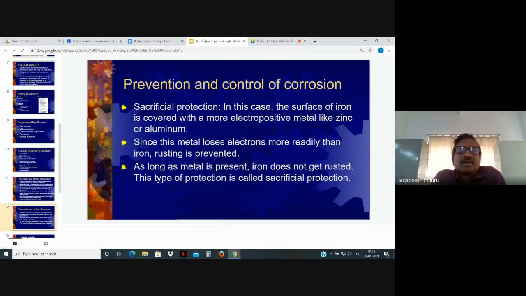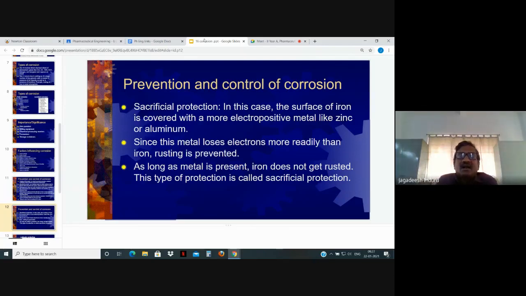Another important method to prevent and control corrosion is sacrificial protection. In sacrificial protection, we sacrifice one metal on the equipment so that the parent metal of the equipment will be protected, and the added sacrificial metal is the one that degrades and corrodes. In this case, the surface of the iron is covered with a more electropositive metal like zinc or aluminum, so that it will corrode first compared to the regular metal we are using. In that way, we can prevent corrosion by applying a layer over it.